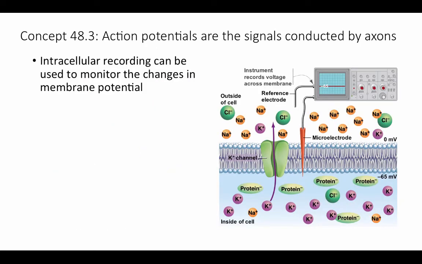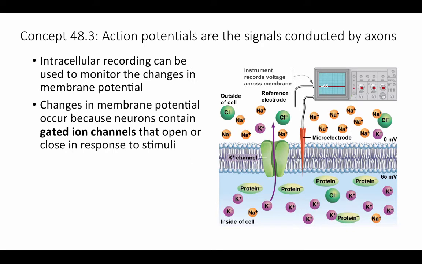So all of this has to do with changes in the membrane potential. And so we can actually record these changes in membrane potential using equipment called microelectrodes, actually measuring the voltage inside the cell relative to outside the cell, and we can actually measure and record what's going on during these action potentials in terms of the membrane potential.